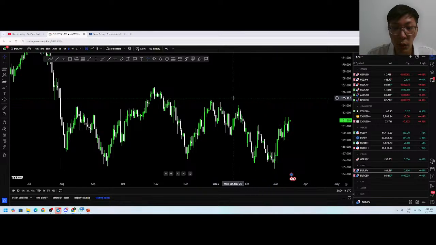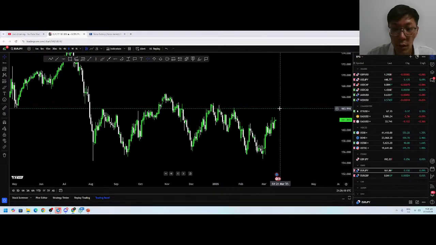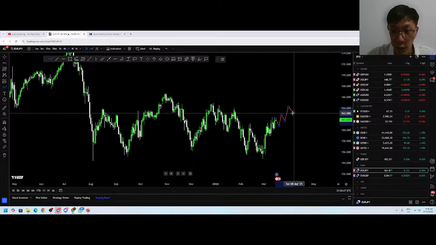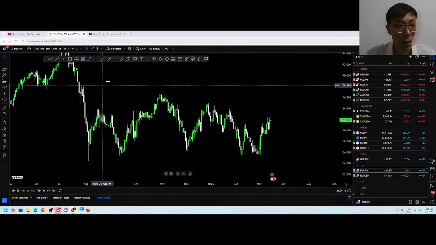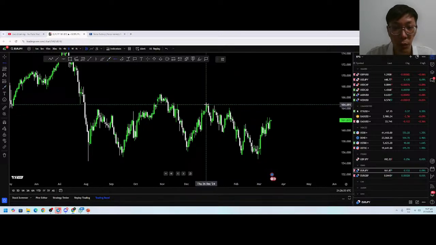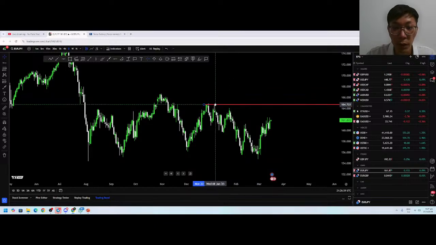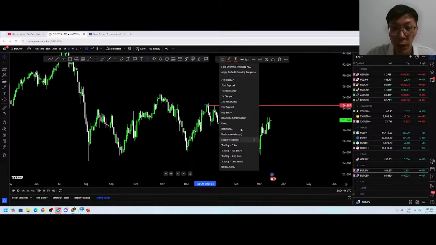Okay, let's see if we have any possible sell entries, right? Because basically we've already missed the buy entries. Price could continue going up to this resistance level and then come down. So let's see if we can find any sell opportunities.